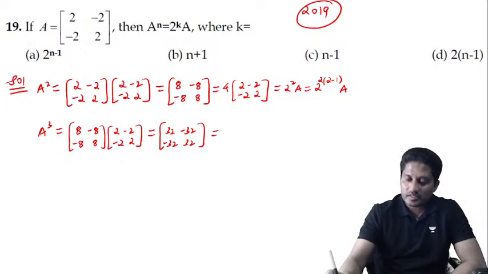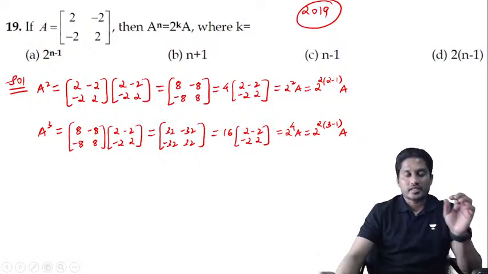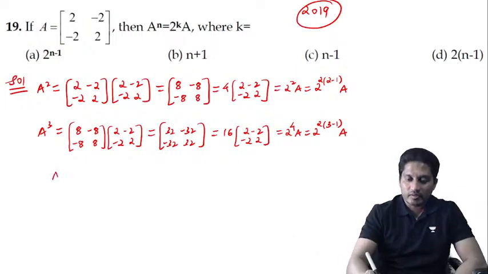Take 2 outside, 16 outside. You will get 2 minus 2 minus 2 and plus 2. 16 is 2 power 4 into A. 2 to the power of 2 into 3 minus 1 into A. Alright, so I got A square, I got A cube. Similarly, A to the power of 4 will be A to the power of 2 into 4 minus 1 into A.